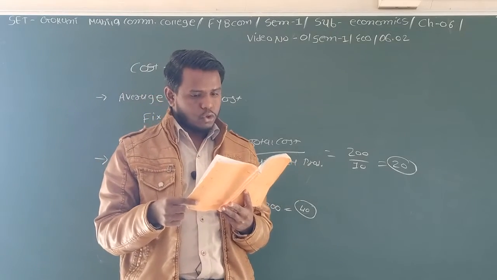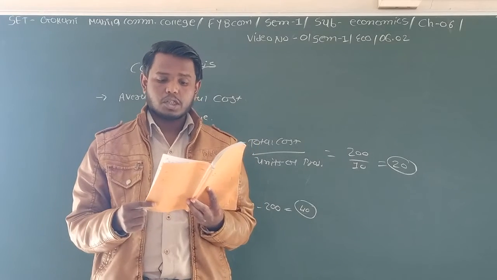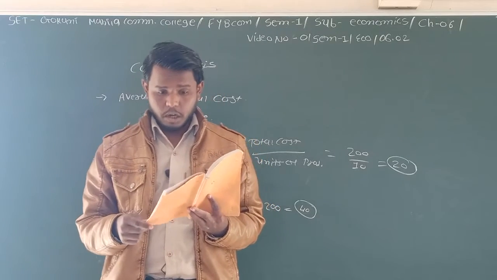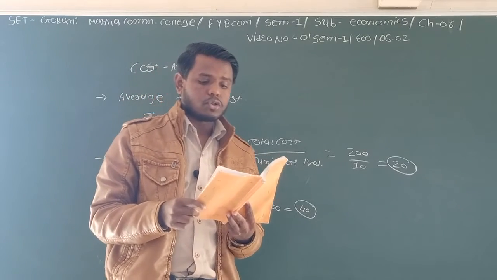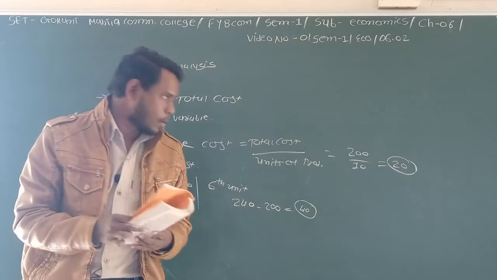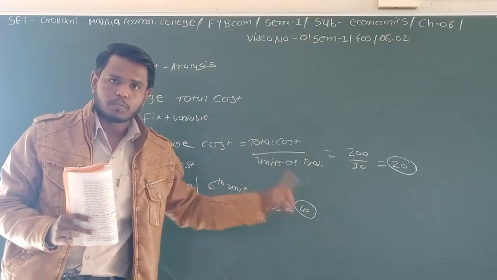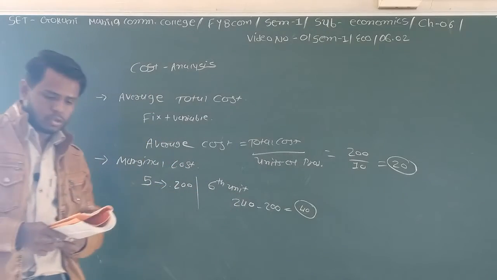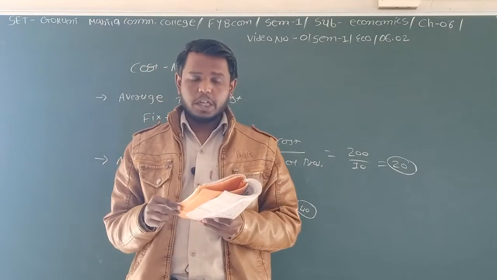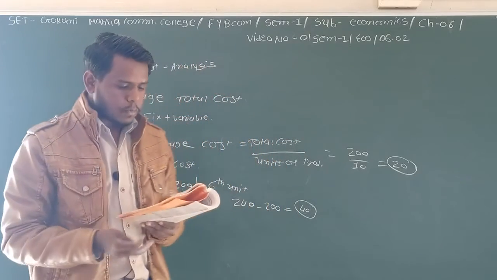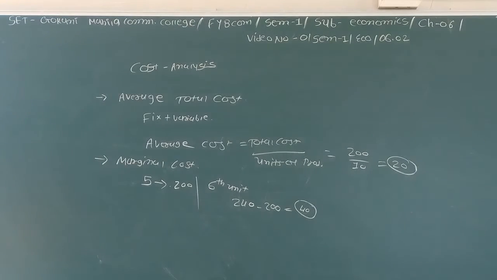Here the same example is also given. Now by producing one more unit, that is 6 units, if the cost is rupees 240, the marginal cost is rupees 40. So 240 minus 200, that will be 40. 40 will be your marginal cost. The relationship between average cost and marginal cost. Let's understand that. What is the relationship between average cost and marginal cost?